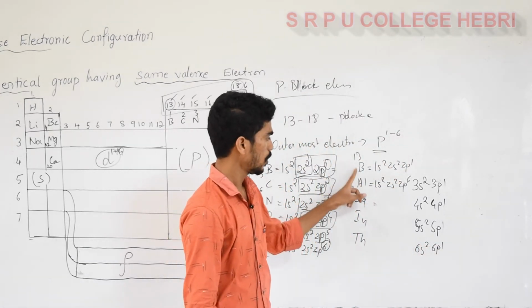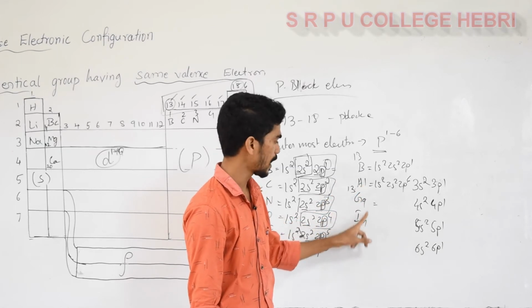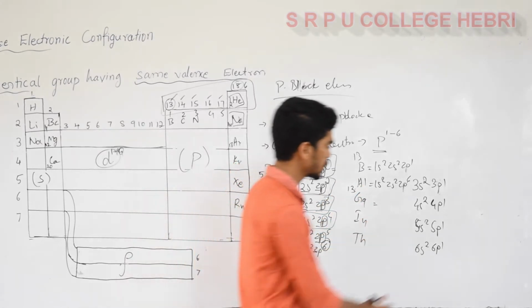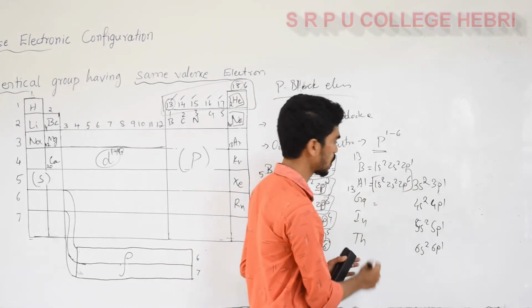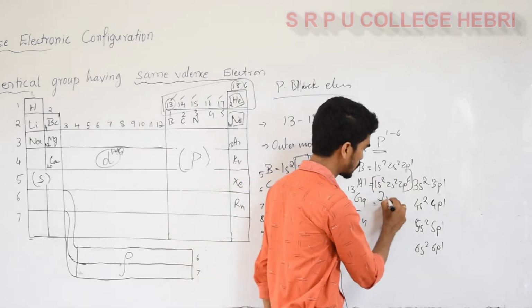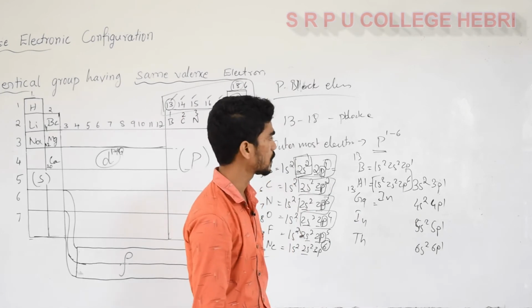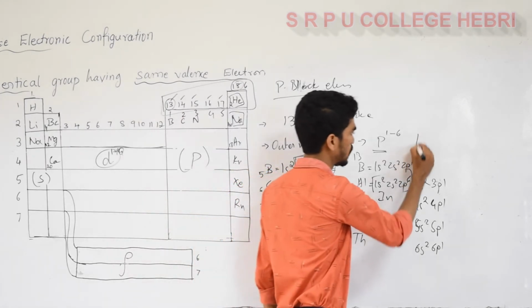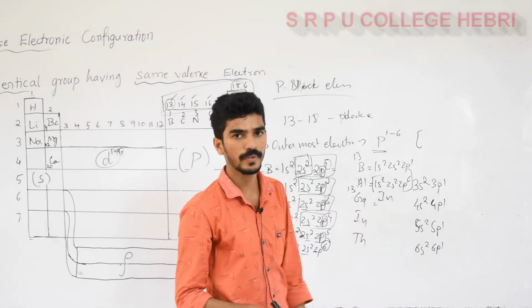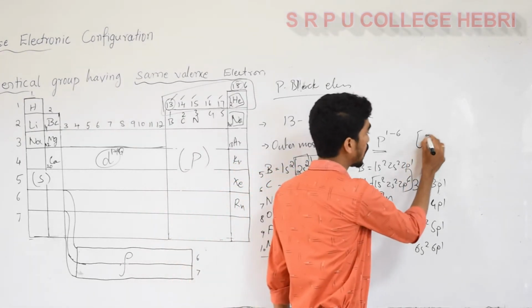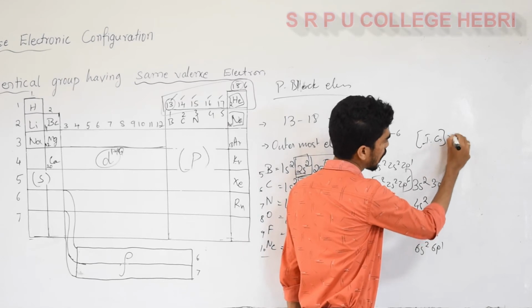Okay, so boron, aluminium, gallium, indium and thallium, these are all outer electronic configurations. Inner electronic configuration, these are what? Inert gas, with the inert gas electronic configuration. So in general, if they ask one more question, write the general electronic configuration of p block element, you should write inert gas with the ns2.